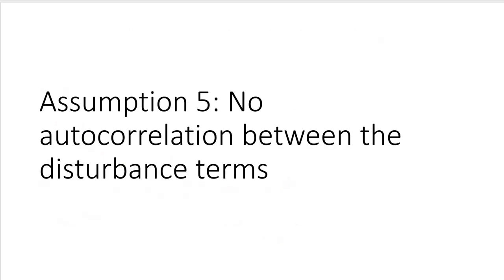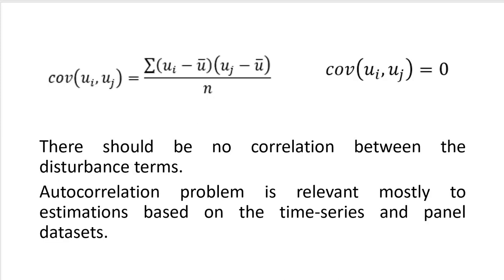The next assumption states that there is no autocorrelation between the disturbance terms. Autocorrelation is when a variable is correlated with the value of the same variable in the previous period. So basically, there should be no correlation between the disturbance terms, and autocorrelation is mostly relevant for time series and panel datasets. So we want error terms to be independent. We want them not to be dependent on their values in previous periods.